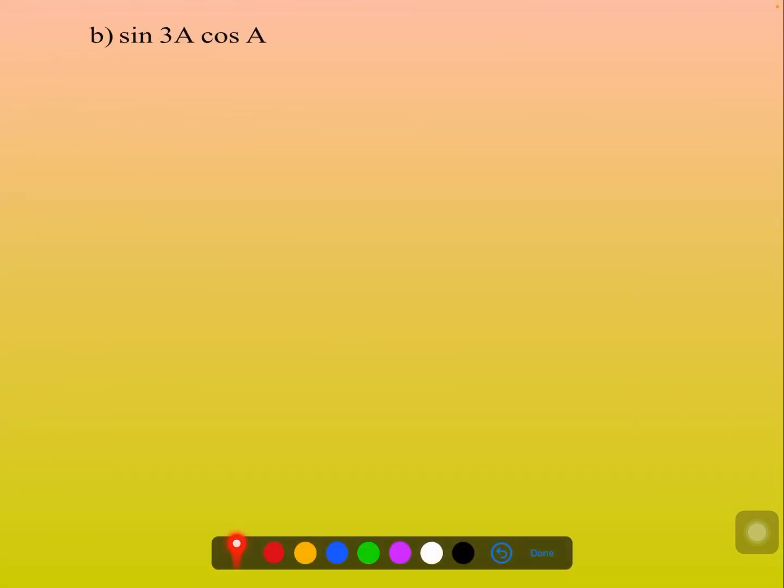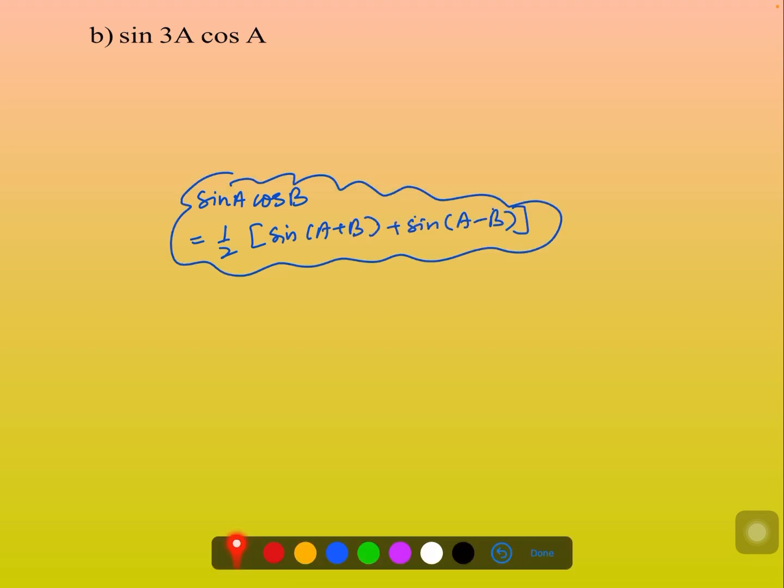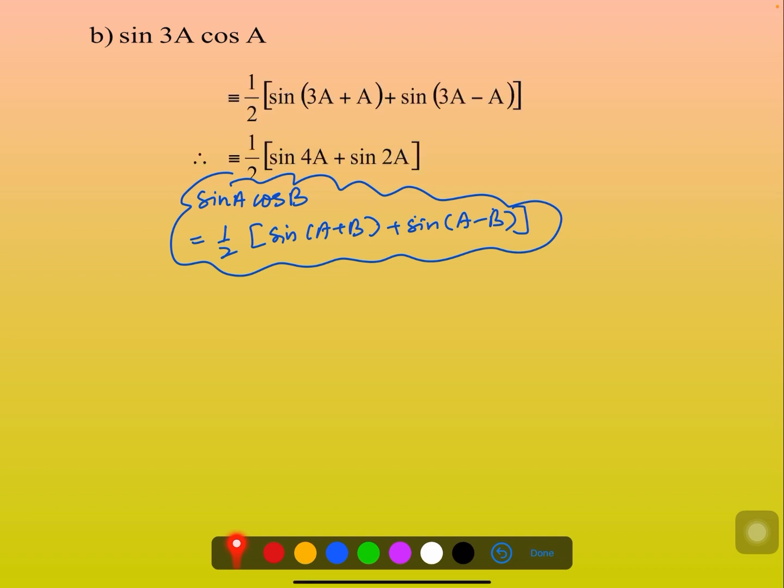B: sin 3A cos A. You can use this formula: sin A cos B is half, sin (A plus B) plus sin (A minus B). So we have half sin (A plus B), this is A, this is B, so now 3A plus A. So we have sin 4A plus sin (A minus B). So 3A minus A, we have 2A.